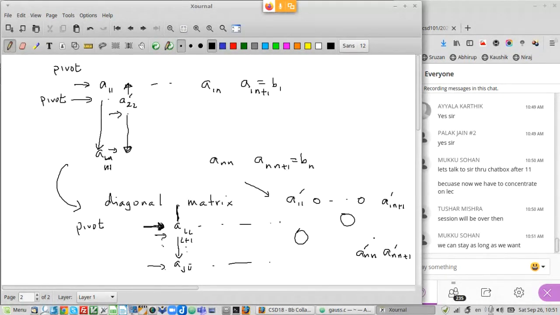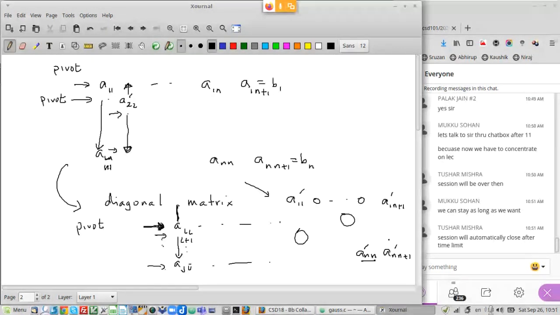So now it is trivial to do back substitution, right? You simply have to divide a n n+1 dash by ann, a n-1 n+1 dash by a n-1 n-1, and so on. So just divide the right hand side by the diagonal element. So back substitution becomes trivial.